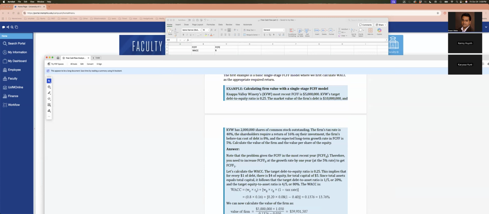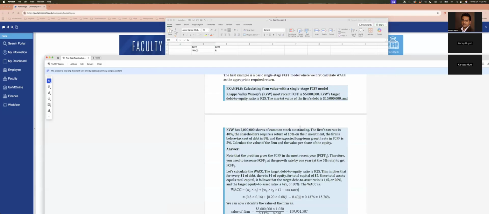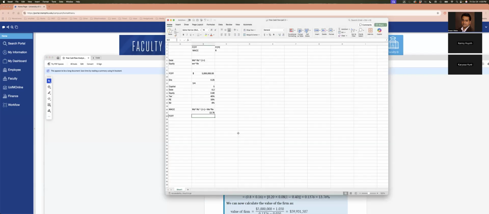And the question I have here: the expected long-term growth for the free cash flow for the firm is 5%. And calculate the value of the equity. So let's calculate the free cash flow for the firm. The current year free cash flow is 5 million, right? And it is growing perpetually at 5%.